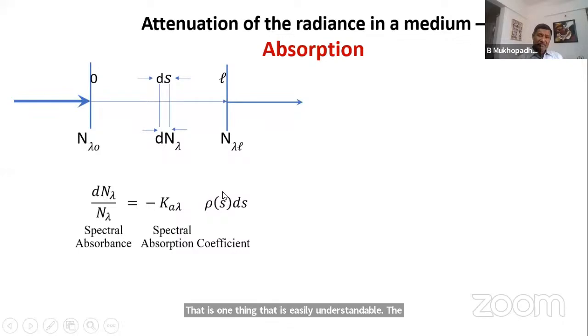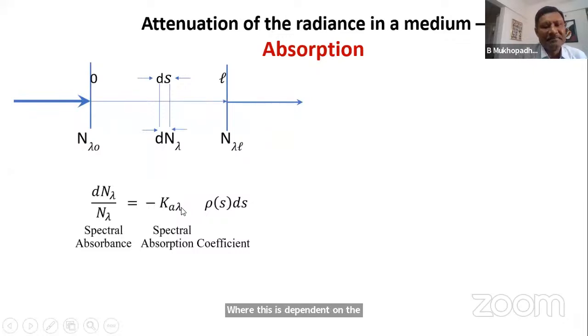Then also the number of absorbing particles that it encounters, which depends upon the density at the point S. So it depends on that as well. And the third is that it is proportional to this. And this proportionality we give with a subscript A. So this is called the spectral absorption coefficient, because this is dependent on the wavelength.